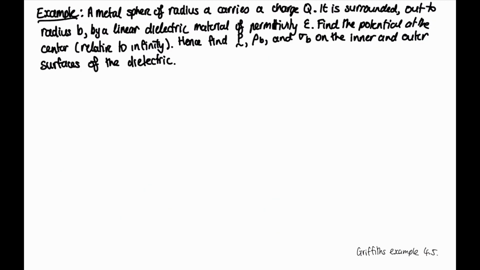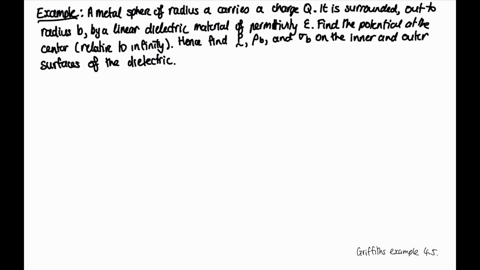Okay, so let's put this into use. In this example, we've got a metal sphere of radius A, which carries a charge Q. It's surrounded out to radius B by a linear dielectric material of permittivity epsilon. Find the potential at the center relative to infinity, and then hence find the polarization, the volume bound charge density, and the surface bound charge density on the inner and outer surfaces of the dielectric.